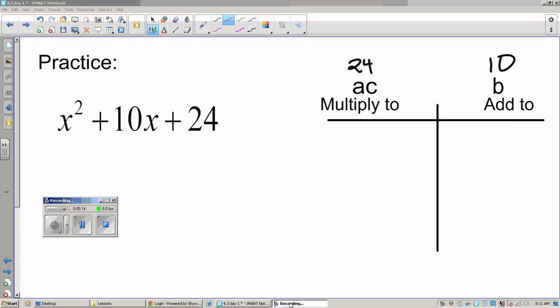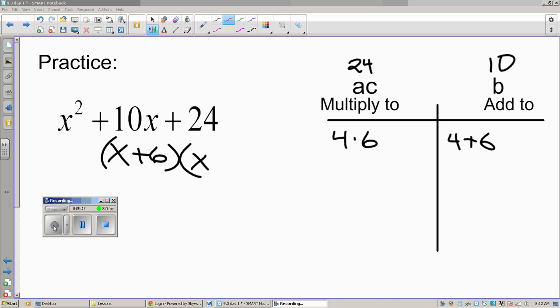Write down your answer. Okay, give me an answer to that, Austin. I know it's 4 and 6, but I want an answer here. So you're right, it is 4 and 6. So what's the answer? The sum of x plus 6 multiplied by the sum of x plus 4. Good. That's perfect.